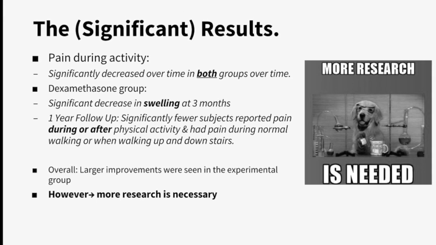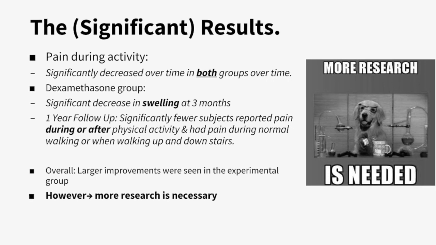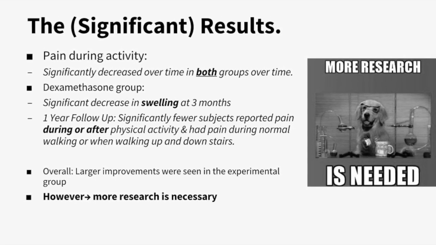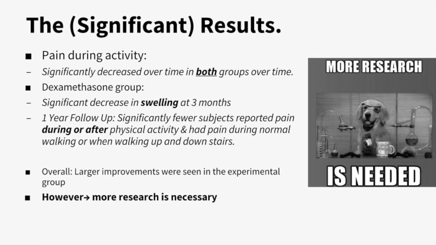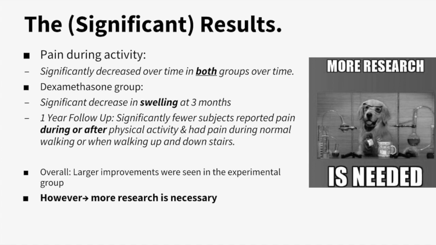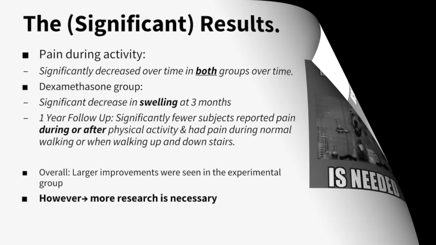Overall, larger improvements were seen in the dexamethasone treatment group. However, since both groups were treated with iontophoresis, it cannot be concluded whether the improvements were made from that or due to the natural healing process or to the rehab program. In the end, more research is necessary regarding treatment of acute Achilles tendon pain and iontophoresis.